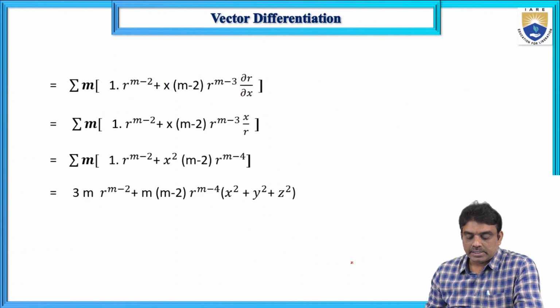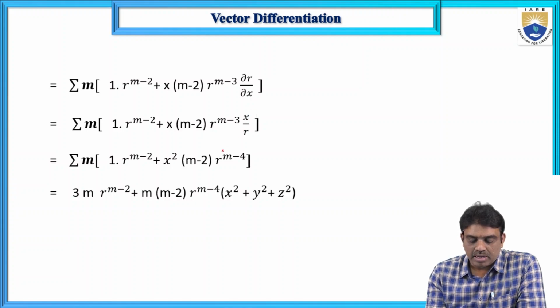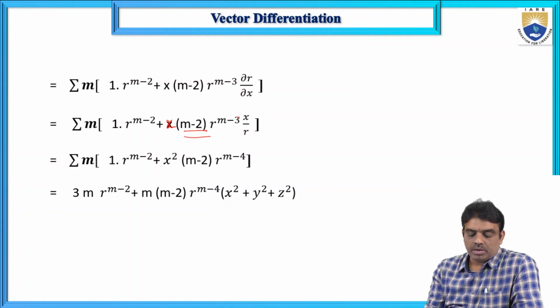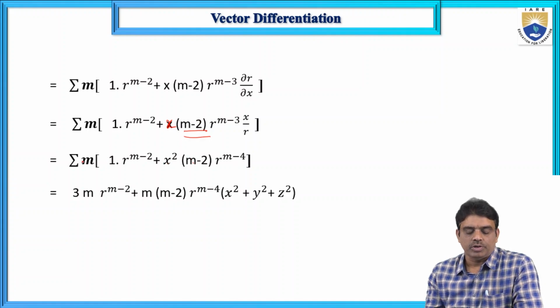So I will go into the next slide, ∂r/∂x = x/r. So x by r, I am replacing: m into r power m minus 2 plus x into m minus 2 into r power m minus 3 into x by r. So I am writing r in the numerator, you will get r power m minus 4, and x into x will get x square, m minus 2 as it is, 1 into r power m minus 2 into m.